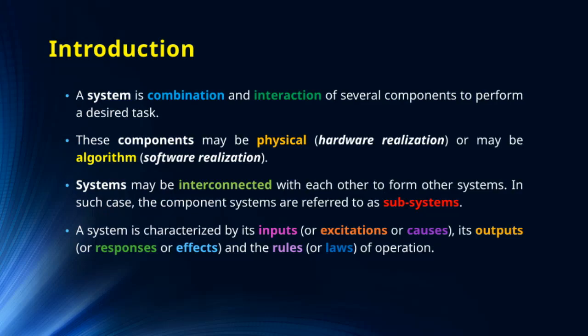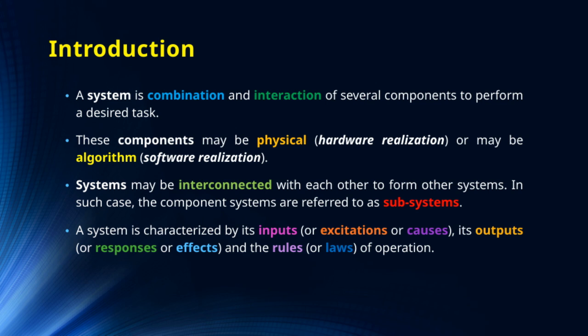A system is essentially a combination and interaction of several components working together to perform a desired task. These components can be physical, like hardware, or they can be algorithm-based, which we typically think of as software. It's important to understand that systems don't operate in isolation. They can be interconnected with other systems, forming larger, more complex systems. When this happens, we refer to the individual systems as subsystems.